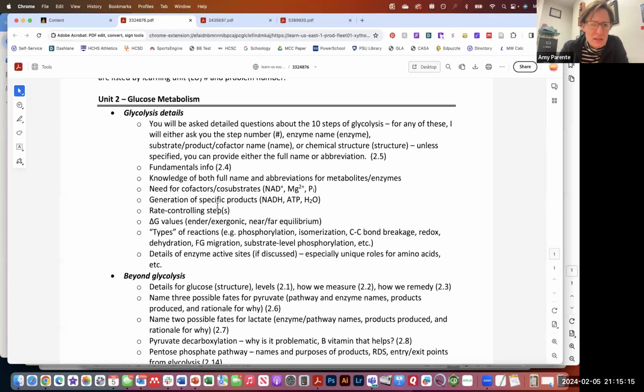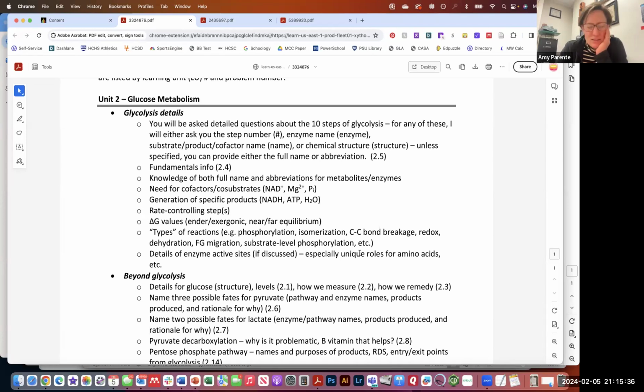So just some of those big picture pieces in terms of types of reactions, and then as they apply to things we've learned in glycolysis. Again, details of enzyme active sites, right? Especially if there's a couple that we talked about unique roles for amino acids. So I would do your best to study your own notes.